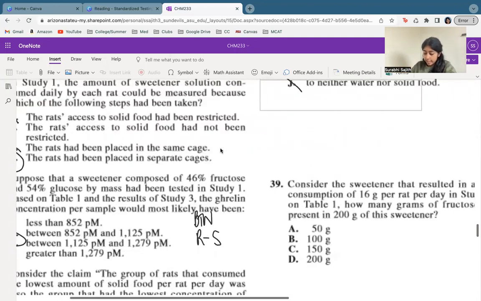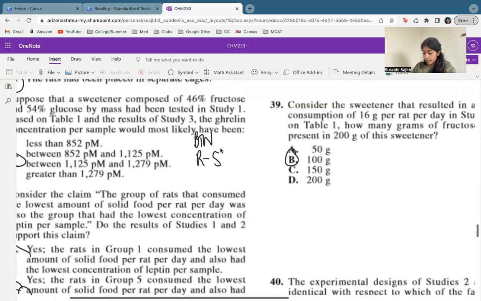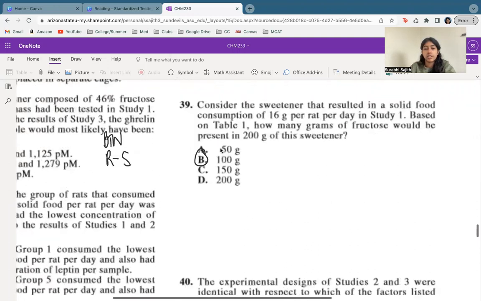So again, in S, we've got 50-50. So we're basically looking for 50% of 200 is 100. So that's how we get that.